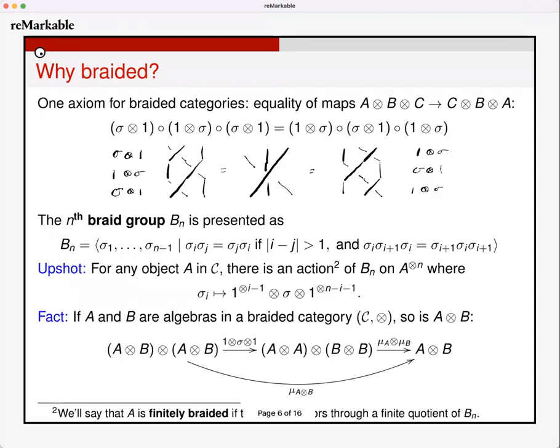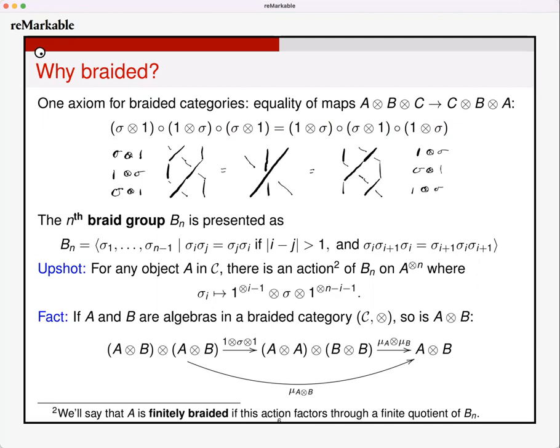Right. So why are these called braided monoidal categories? One of the axioms which I suppressed was the following one, so that there is an equality of maps from A tensor B tensor C to C tensor B tensor A, of this form: if I do the braiding of A tensor B and leave C alone, and then braid the second and third and leave the first alone, and then braid the first and second and leave the third alone, that's the same as doing it in the other order. First braid the second and third, then the first and second, then the second and third. So that's one of the axioms.